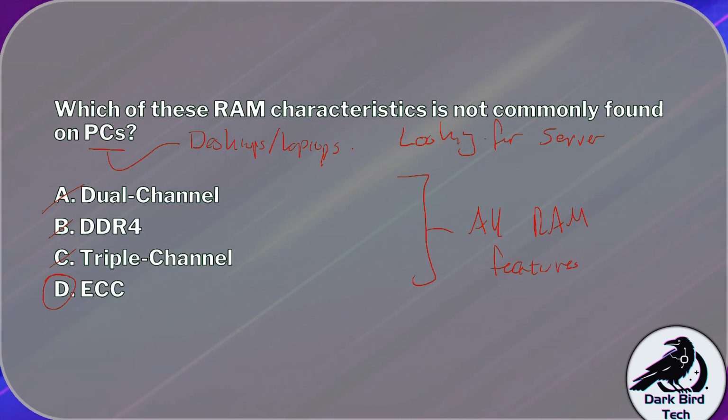Now, some of you might have jumped straight to ECC as it came up, and if you did, fantastic. If you didn't, don't feel bad. Process of elimination works wonders. But what is ECC? ECC, or error correction code, is a feature in RAM that allows the RAM modules to correct when a binary bit flips.